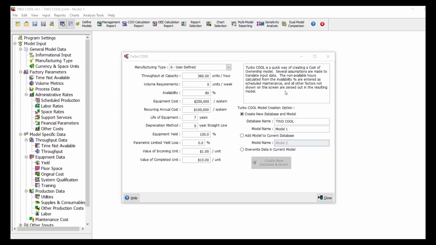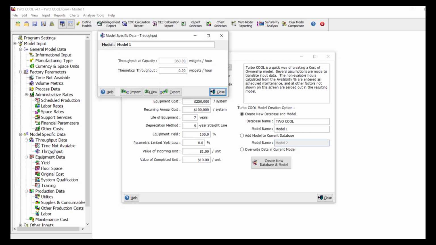Let's take a look at the detailed model areas that correspond to the inputs in TurboCool. Throughput at capacity is available in the input form called Throughput under Model-Specific Data. That is the input section dealing mostly with inputs that are associated with the equipment and materials used in the process. You will notice a second input called Theoretical Throughput that is only used in overall equipment efficiency, which will be covered in a later video. Let's change those two values to 300 and 400 respectively.